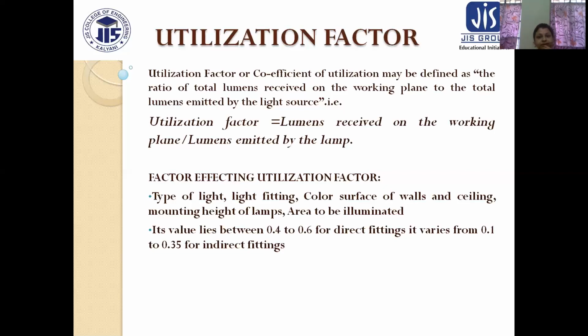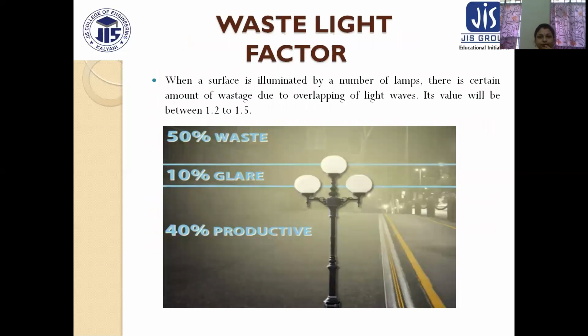These factors are very important for utilization factor, because utilization factor is dependent on these factors. Its value lies between 0.4 to 0.6 for direct fittings. It varies from 0.1 to 0.35 for indirect fittings. Okay. Now waste light factor.